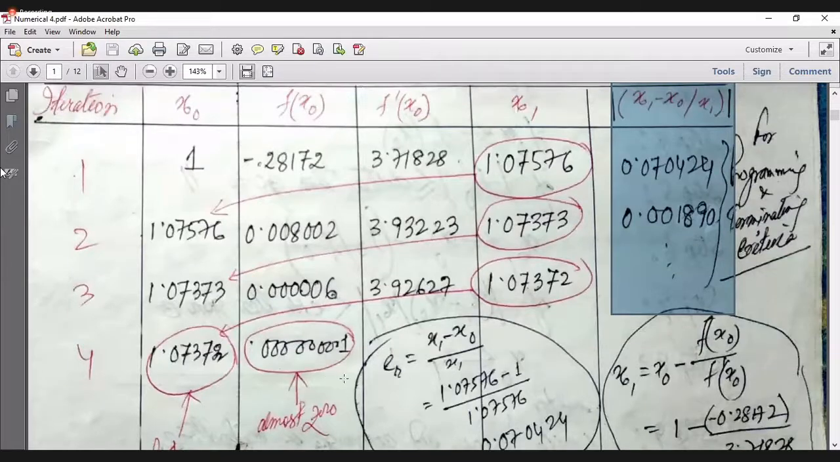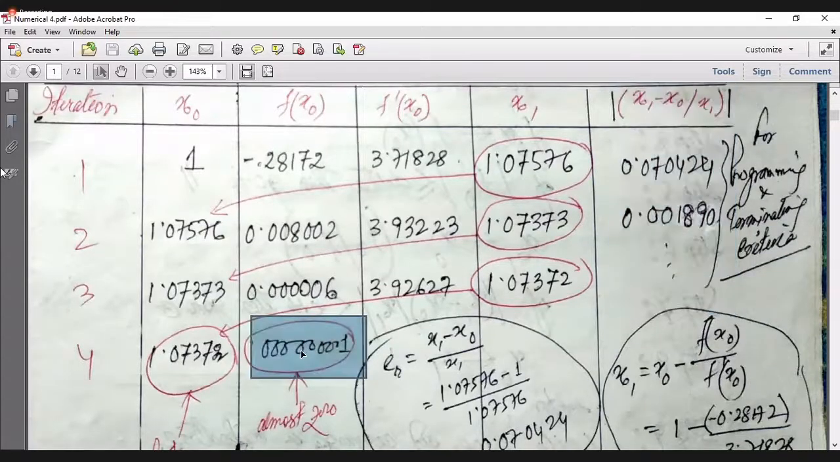This is almost 0, right? If this f of x is almost 0, then the corresponding value of x will be the root. Okay, so there are two ways for terminating criteria. When we calculate the value of f of x and it is almost 0, then we can stop our iteration.